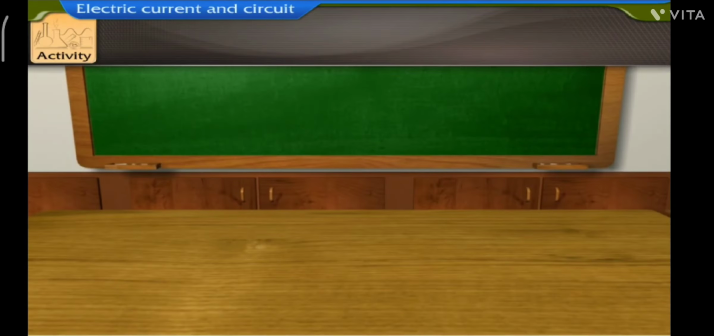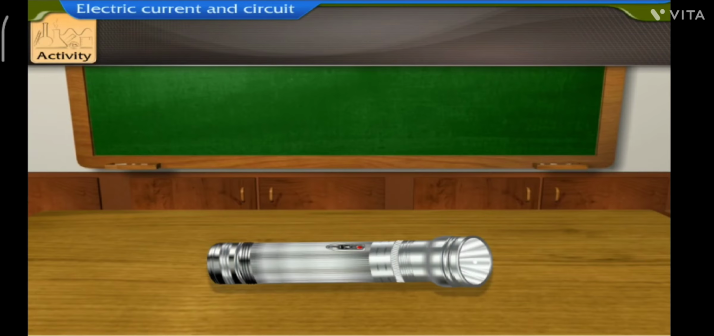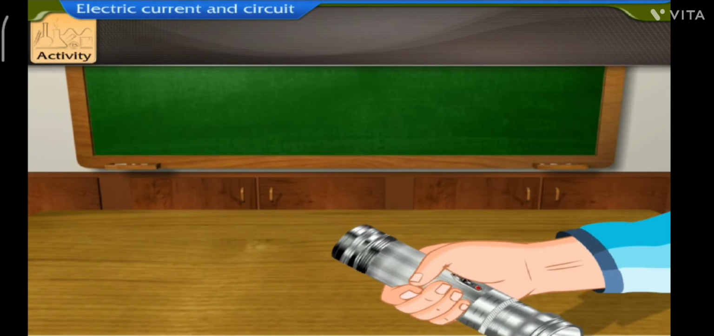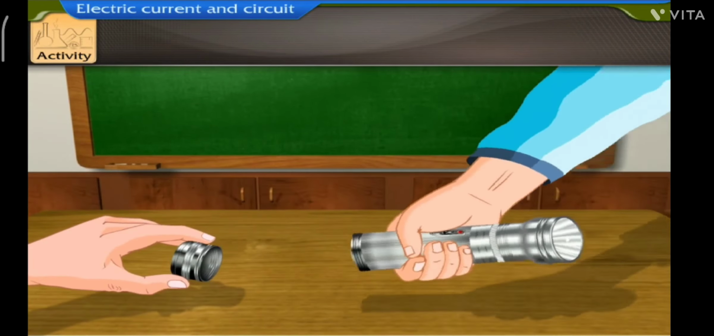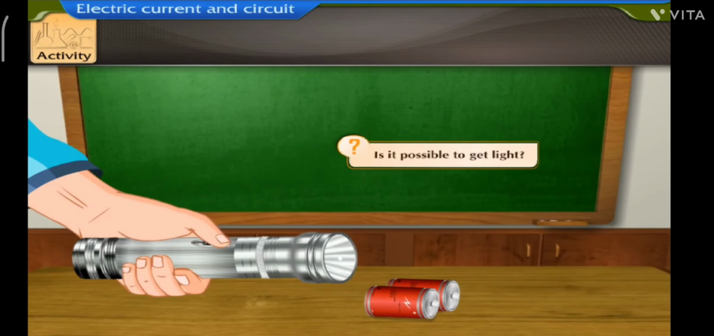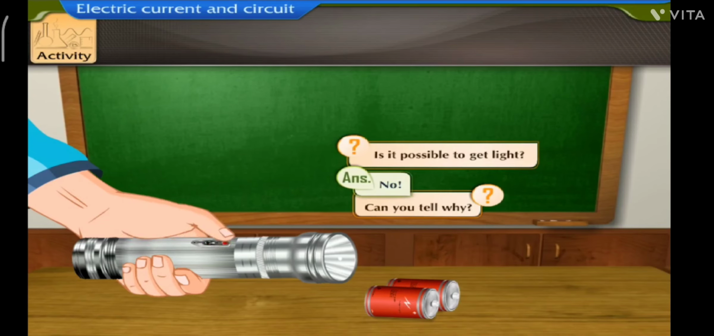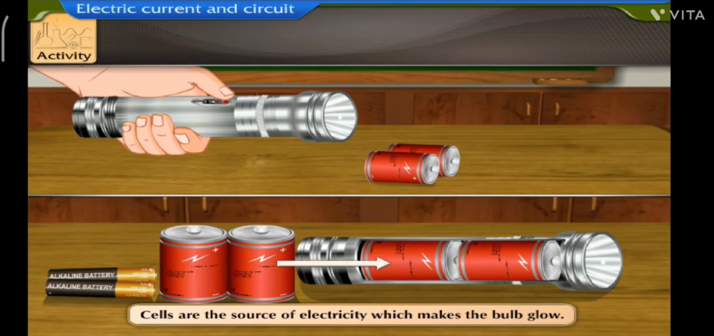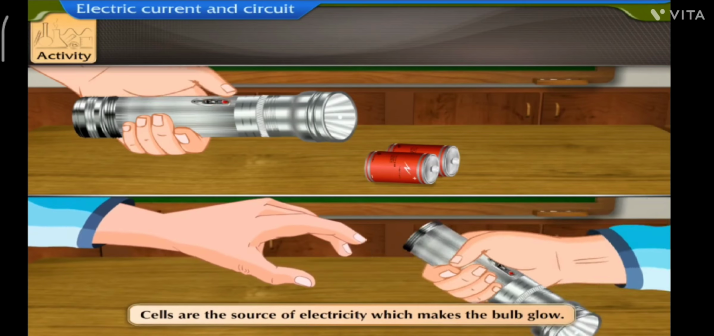Activity: take a torch, take out its cells, and try to obtain light. Is it possible to get light? No. Can you tell why? This is because cells are the source of electricity, which makes the bulb glow.